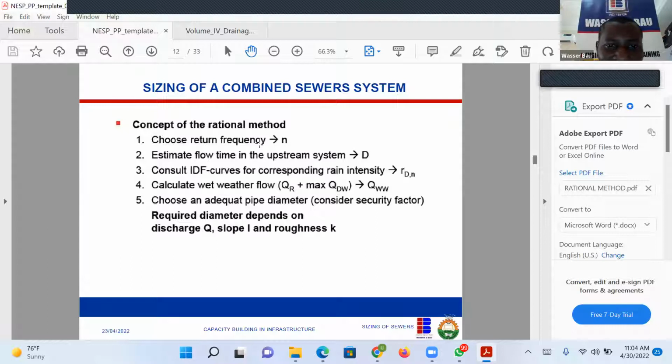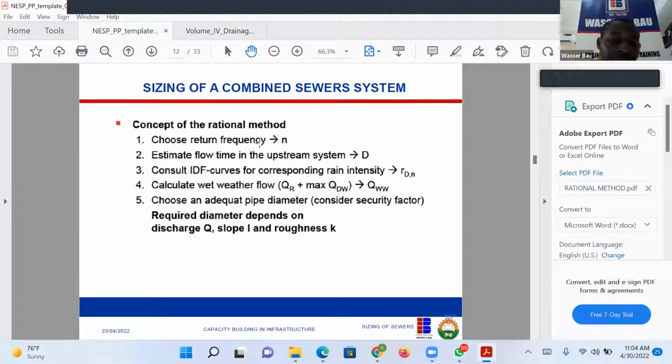Then you choose your estimated time of flow upstream. How long does it take the water to drop from where it drops to the time it flows into the drain? It should be 10 minutes. If it's less than 10 minutes, use 10 minutes. If it's more than 10 minutes, use 10 minutes. That's an assumption.